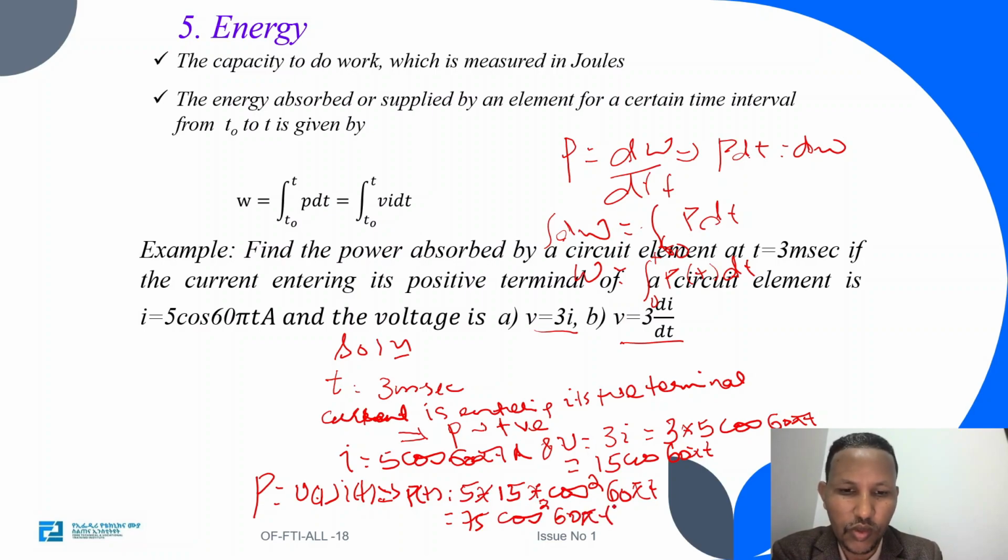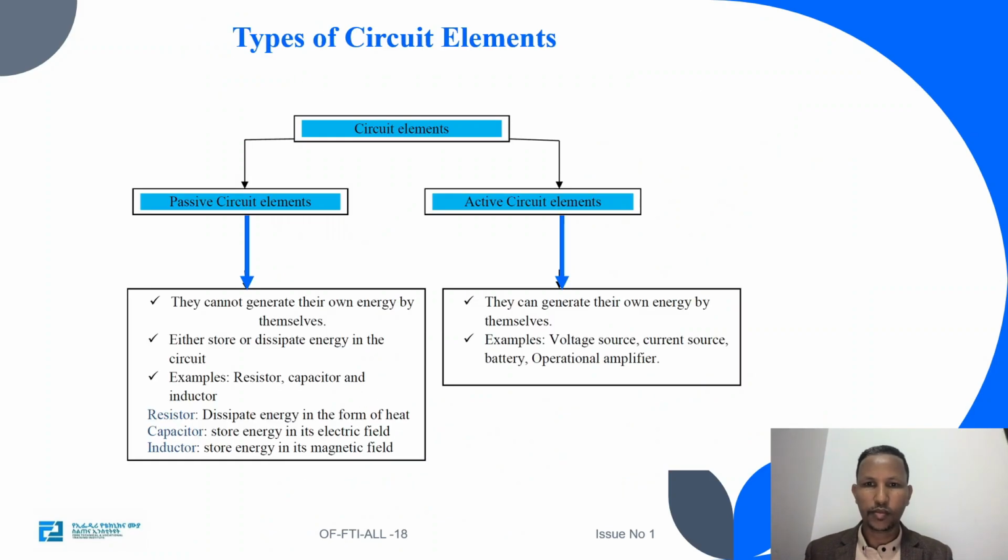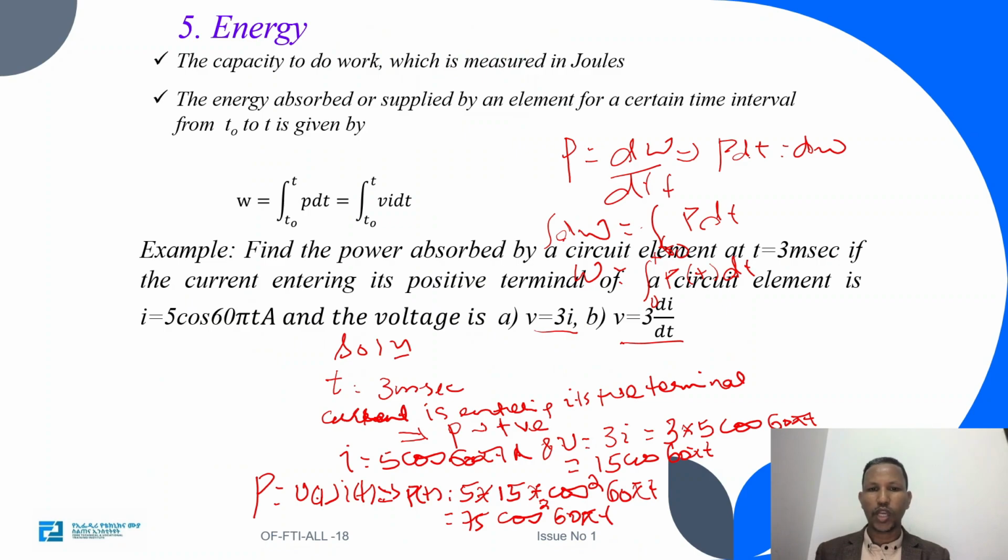So at t equals 3 milliseconds, we can determine the value of the power. That's how we can determine the power if you have the expressions for current and voltage. For the second question, first we need to determine v, which is 3 di by dt, and after that we can multiply by the current, so that you have the power expression. So that's how we can determine it.